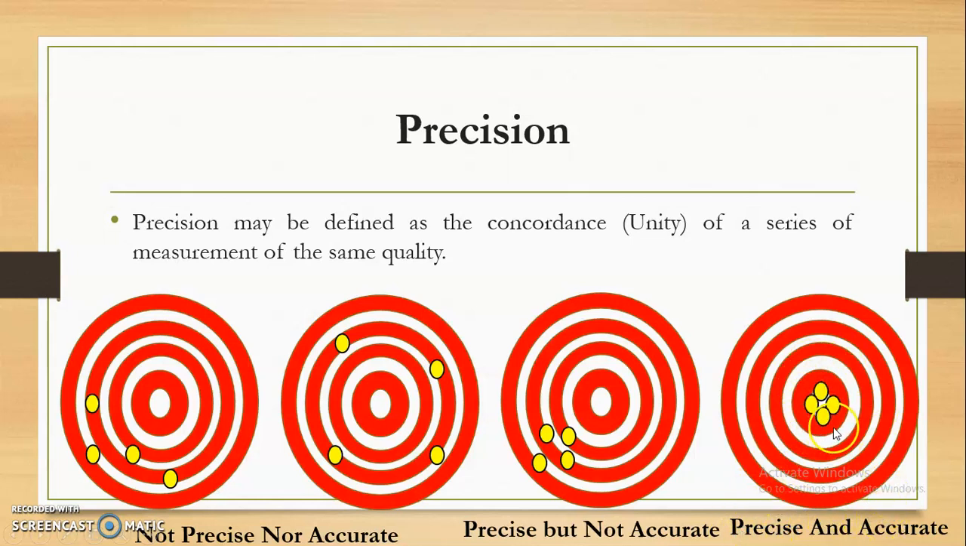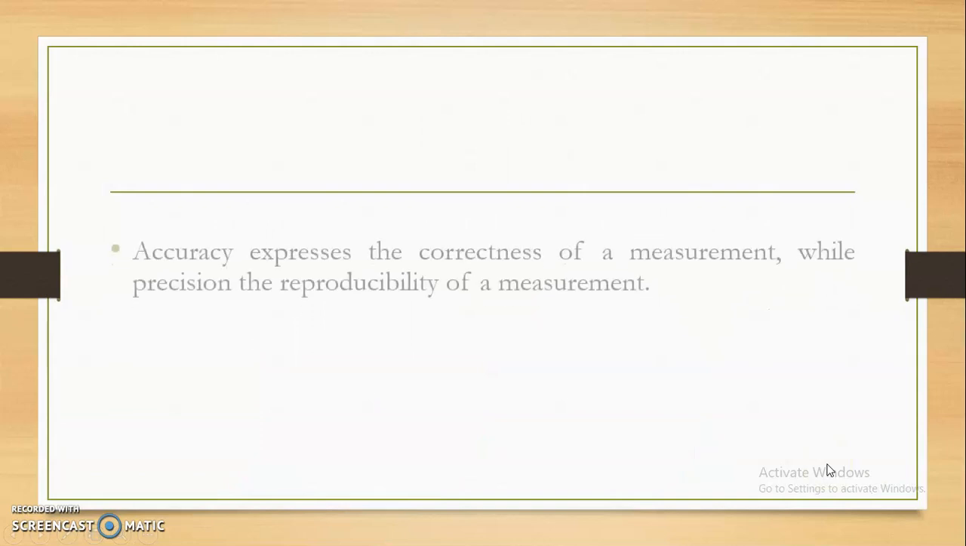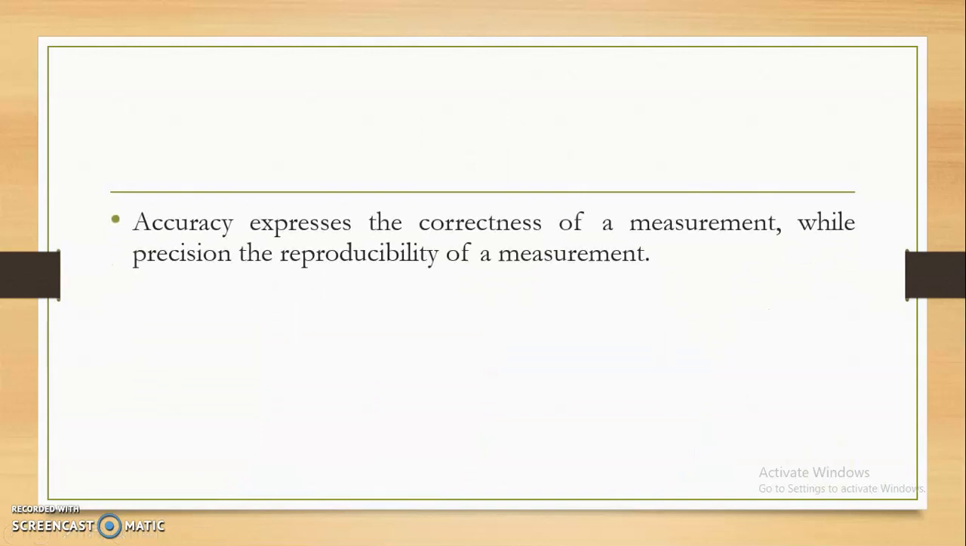So the results that are obtained more towards the target, that particular method is known as accurate as well as precise. So whatever analysis we are going to perform, it must be precise and it must be accurate. We will study this with the help of one example also. Accuracy expresses the correctness of the measurement. So here this is important. Accuracy gives us an idea about the correctness of our measurement, while precision is the reproducibility.